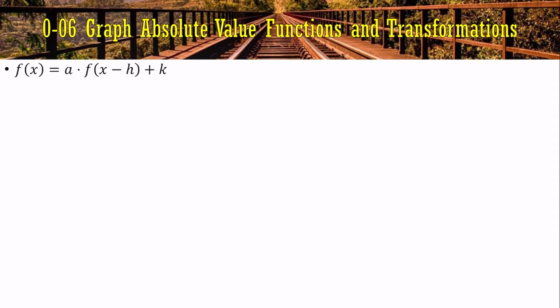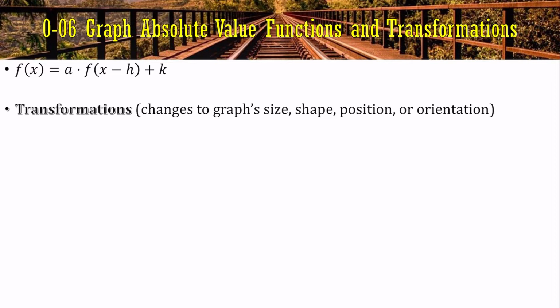Alright, we could take this all a little bit piecemeal, but hey, let's just do it all at once. Our transformations are, well, first of all, what's a transformation? It changes the graph's size, shape, position, or orientation. And to do these, we are looking at three pieces of the graph. We have our A, our H, and our K. And we'll see those come up several times.